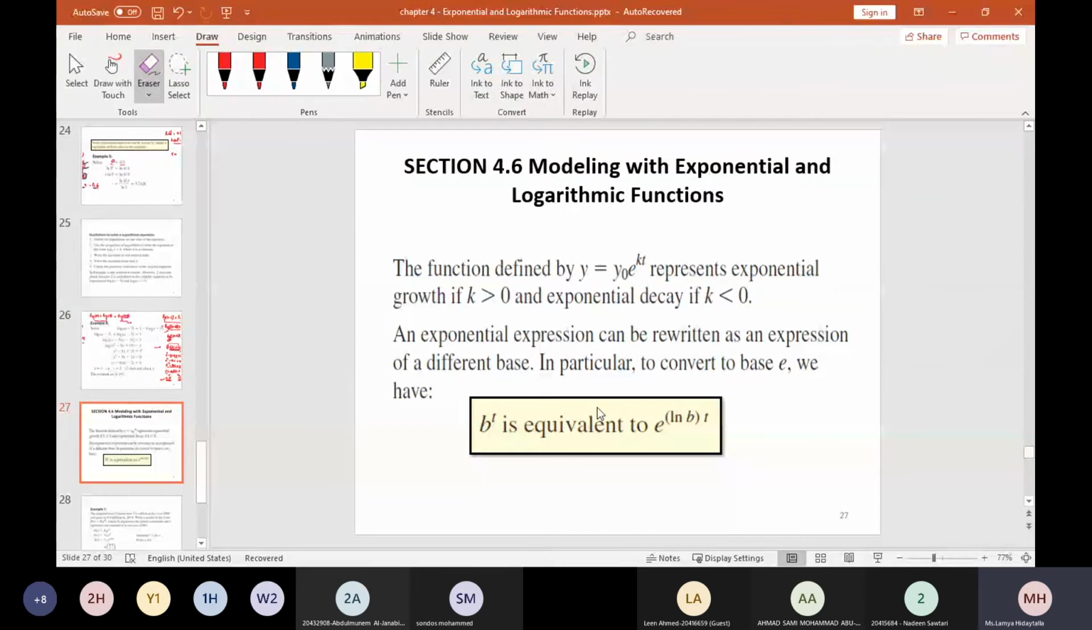Now, modeling with exponential and logarithmic functions. We want to see applications of the exponential function and the logarithmic function.